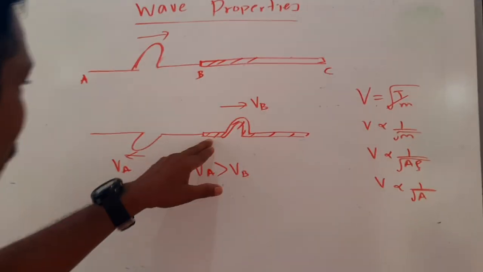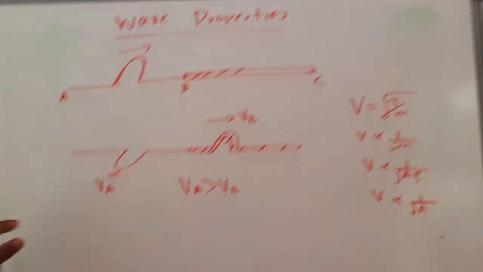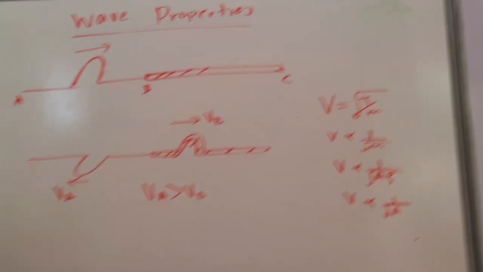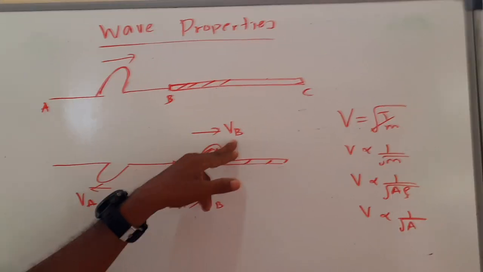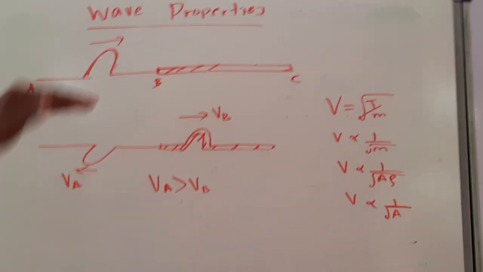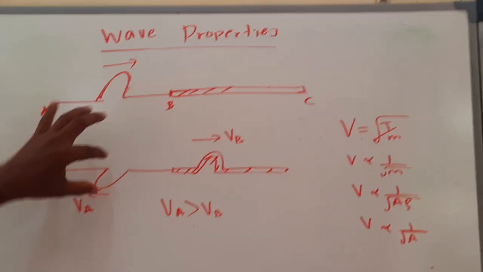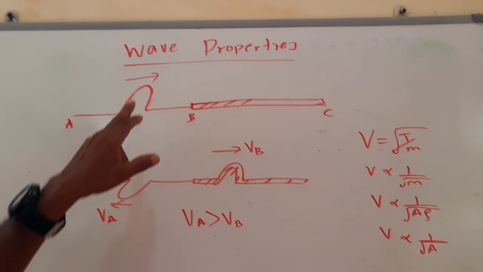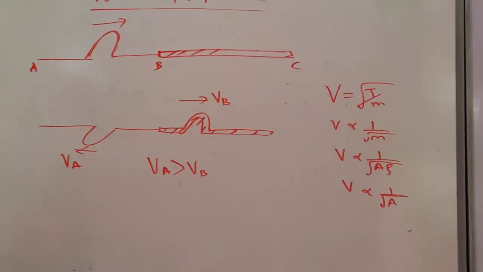So a rigid support means the wave is inverted. Here the pulse moves in this direction, and after the reflection it is inverted. But the transmitted wave has no change, it's moving in this direction. In this situation, both amplitudes are lesser than this amplitude. Okay, that is the first question.